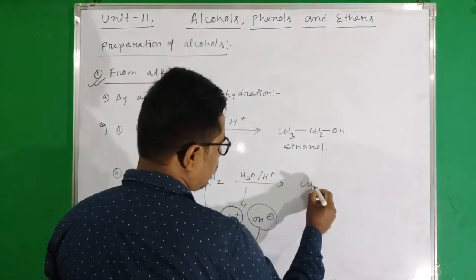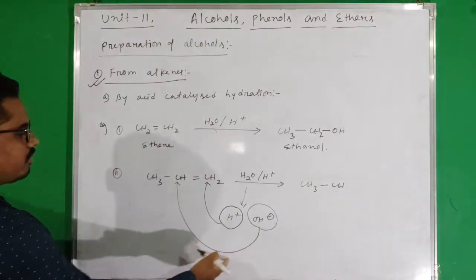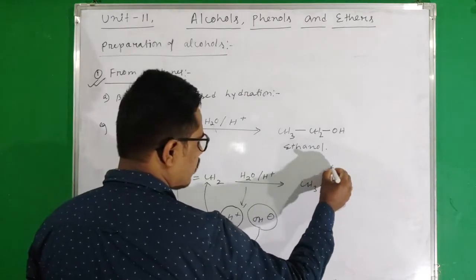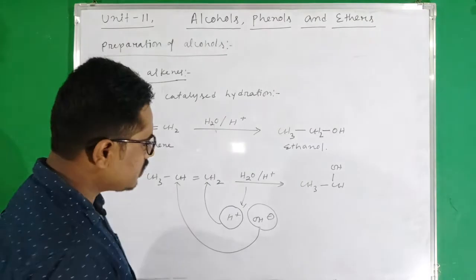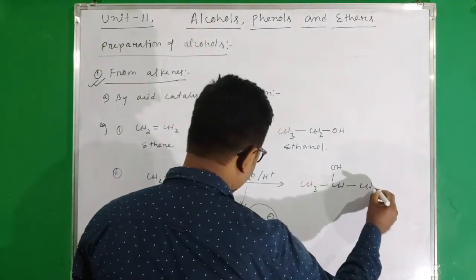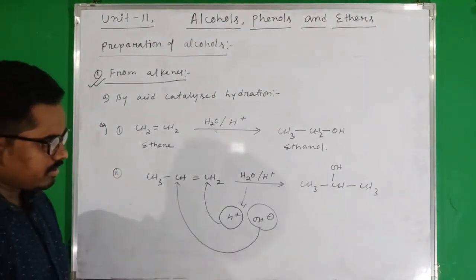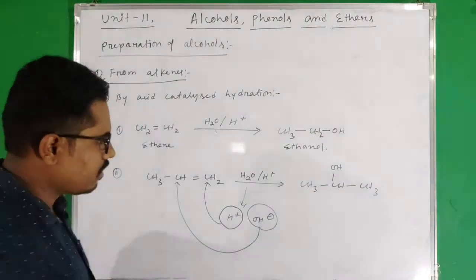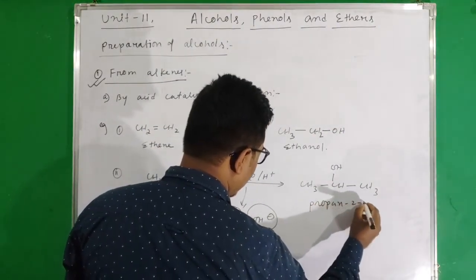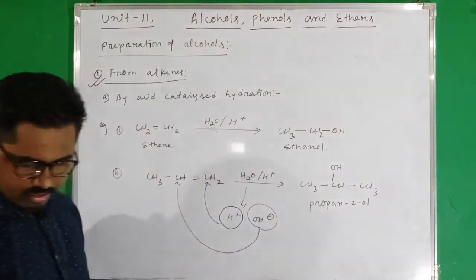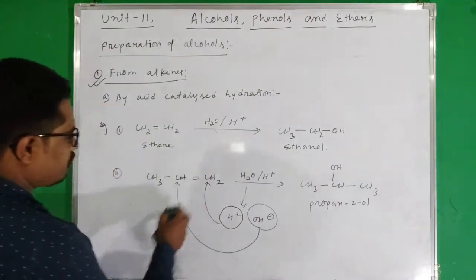Hence the resultant alcohol is CH3CH. After attaching the OH negative, we will get OH. Then the double bond will convert into a single bond, and then we will get CH3. So this one is the resultant alcohol, and this alcohol is propan-2-ol. Okay, so that means we have prepared propan-2-ol from propene.